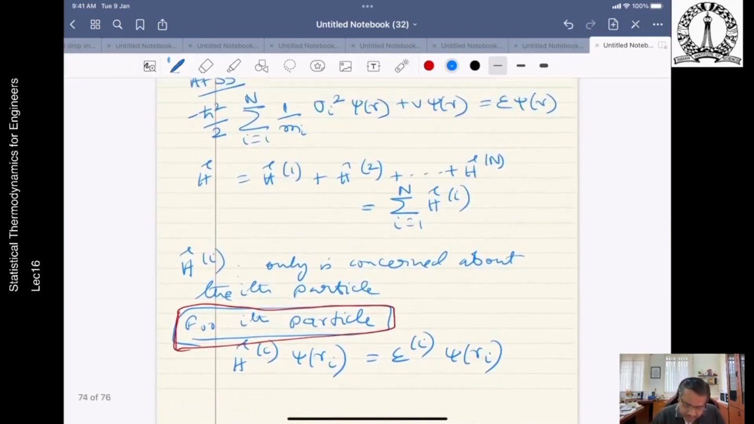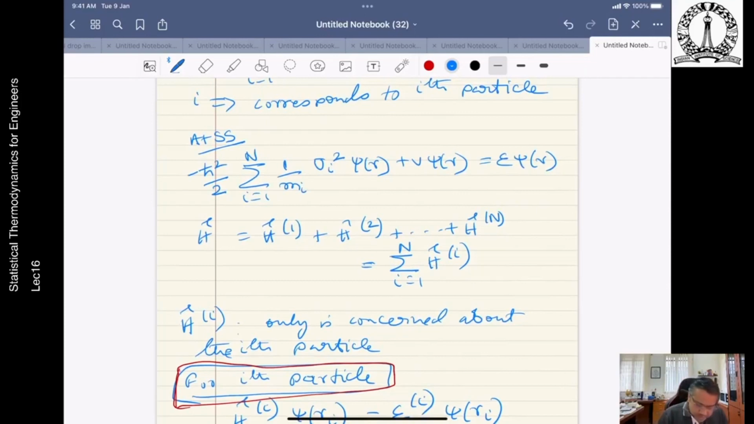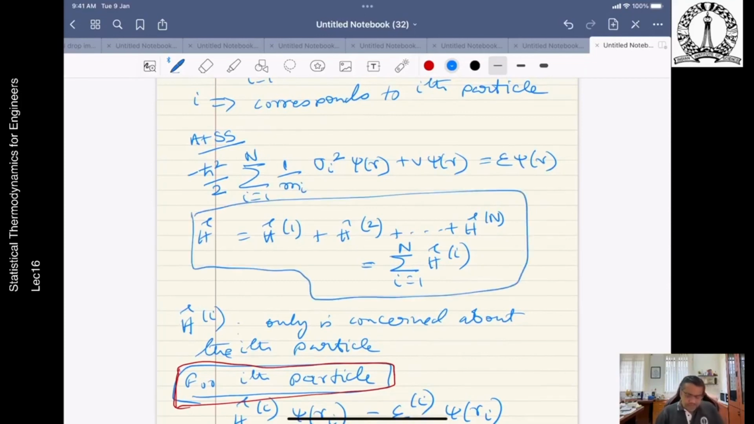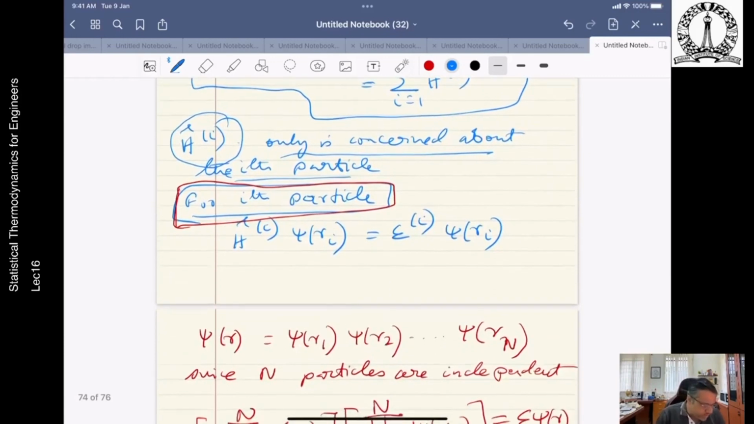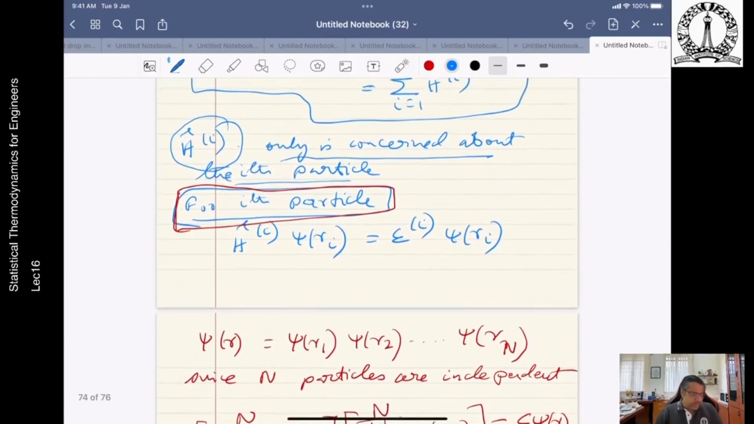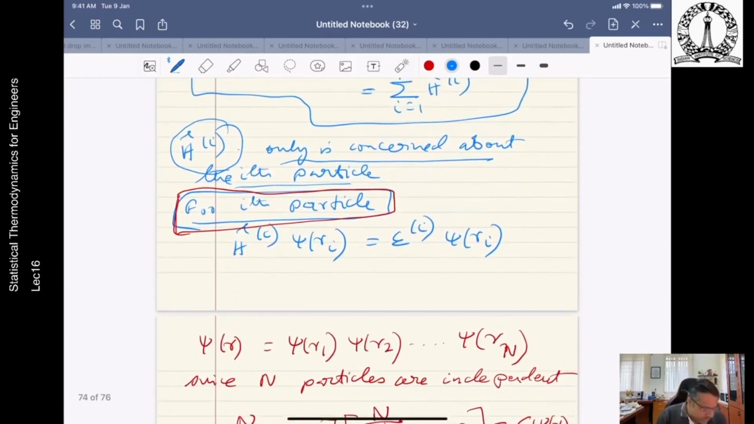The Hamiltonian operator was now separated into a bunch of terms, which is what we did. Here we say that Hi is only concerned about the ith particle. It only contains the coordinates of the ith particle. Consequently, the operator Hi can only be used to obtain the wave function psi Ri, and this gives rise to the expression for the ith particle.